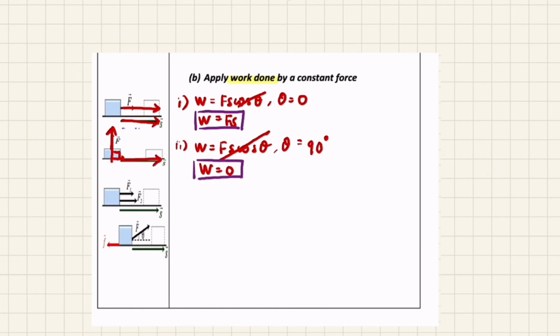Okay, yang ketiga, kita ada dua force. We have two force. Two force is being exerted. So bila kita ada dua force, akan ada dua work done lah. Akan ada dua work done on the system. So kita buat satu-satu dulu.